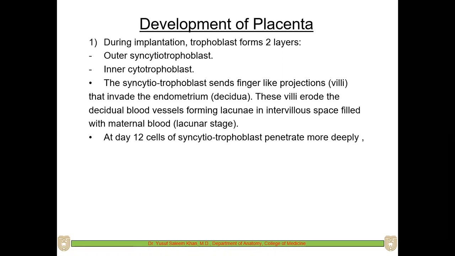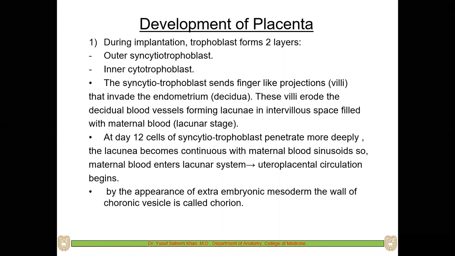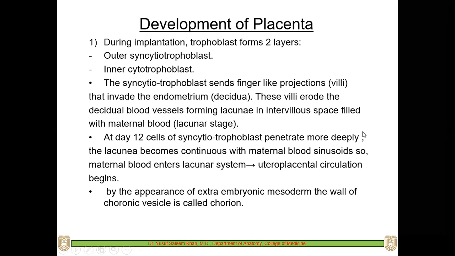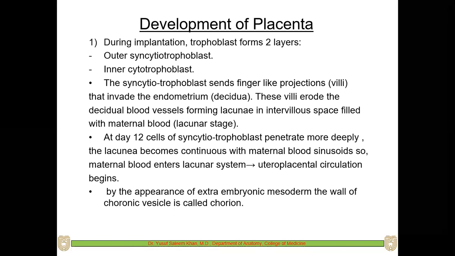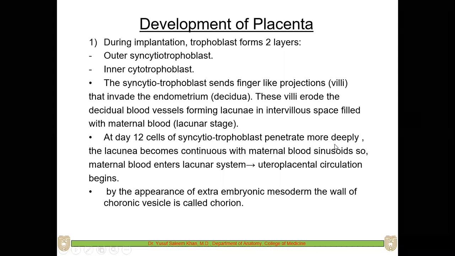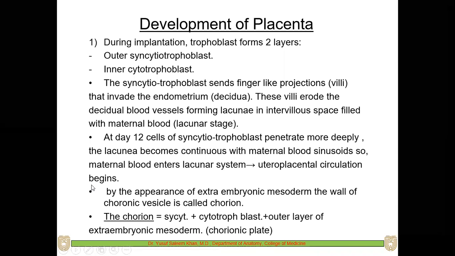I will show you all these pictures. This takes place at around day 12, when cells of the syncytiotrophoblast penetrate more deeply into the lacunae and become continuous with the maternal sinusoidal blood. So maternal blood can enter the lacunar system, which is called the uteroplacental circulation. I already discussed all these things.